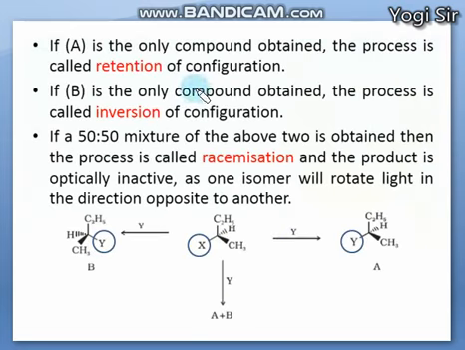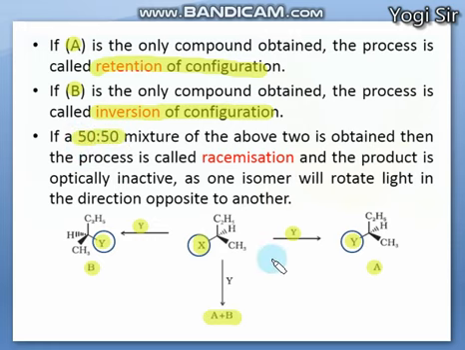Here also it is mentioned that A is the only compound obtained in this process, which is retention of configuration, meaning A has retention of the original configuration. The position of the new nucleophile Y is similar to the starting material, while B is the only compound obtained in this process known as inversion of configuration. So here Y binds on this compound and it produces B. This B structure is inversion of configuration.